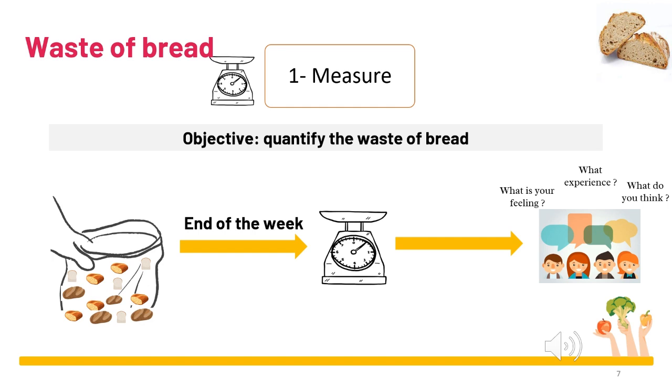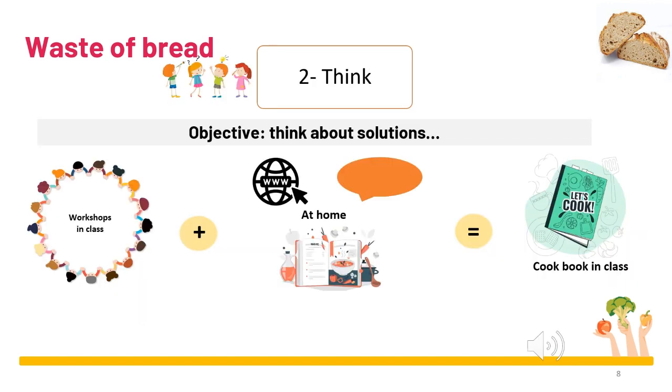The exchange will be done on the basis of 3 themes. The first is their feelings regarding the wasted quantities. The second is the evolution of these quantities during the week. And finally, it will be about the sharing of experience and about why each decided to not eat their pieces of bread. The following week will be the opportunity to think about solutions to avoid wasting bread.